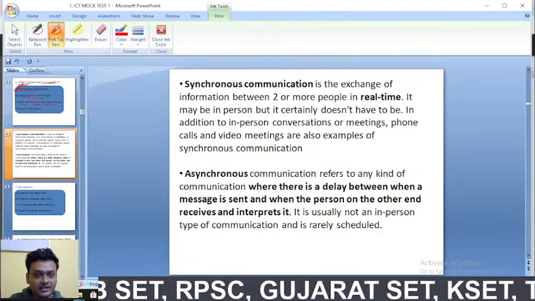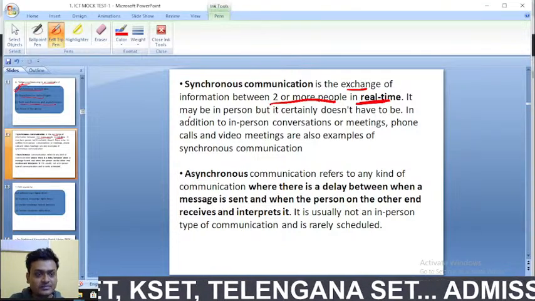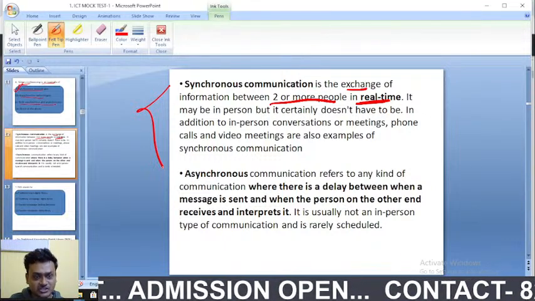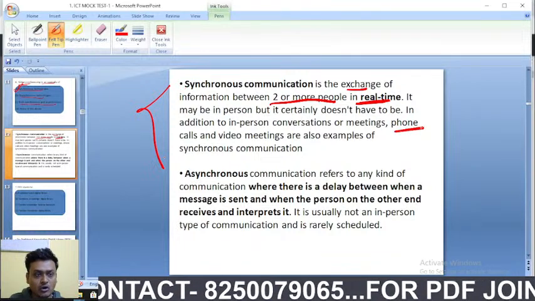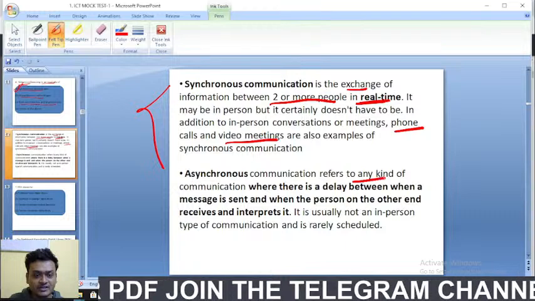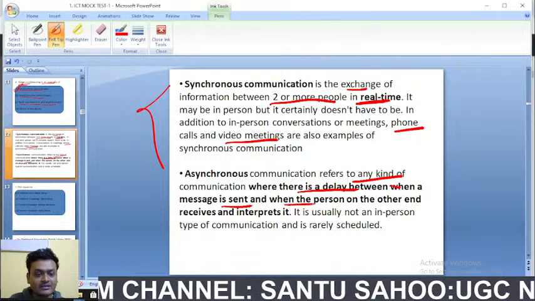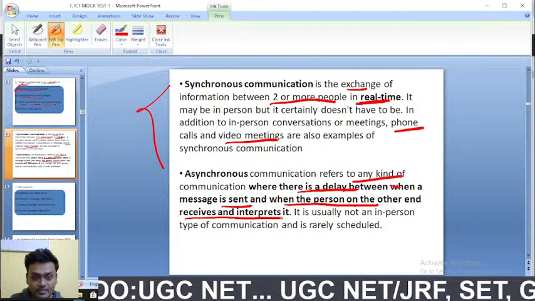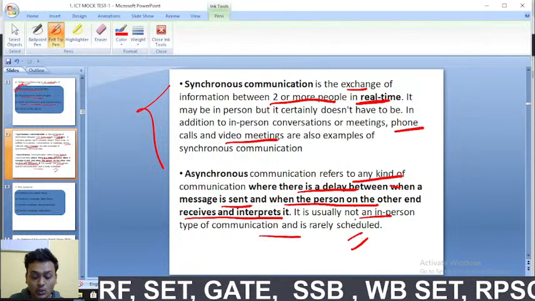So synchronous communication is the exchange of information between two or more people in real time. जब real time में होता है, when there is no delay after the message is sent, that is synchronous, like phone calls, video meetings. And asynchronous communication क्या होता है, it refers to any kind of communication where there is a delay between when a message is sent and when the person on the other end receives and interprets it and gives feedback. It is usually not an in-person type of communication and is rarely scheduled.